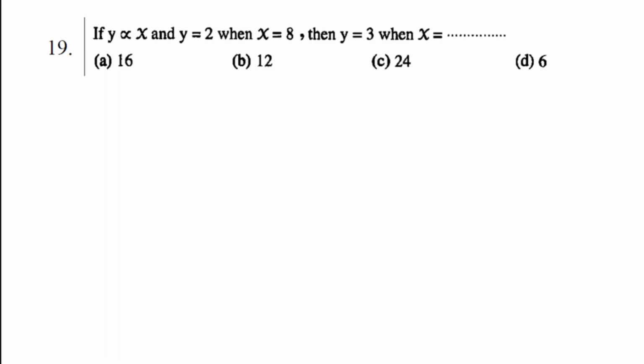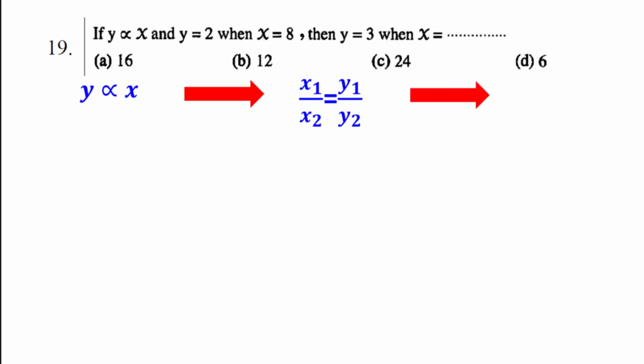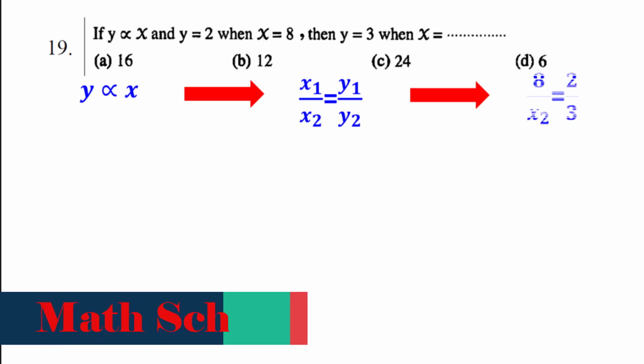Number 19, if y varies as x and y equals 2 when x equals 8, then y equals 3 when x equals what? We have y varies as x. We can deduce that y sub 1 over y sub 2 equals x sub 1 over x sub 2. Now plug in the numbers. x sub 1 equals 8 over x sub 2, the missing number, equals y sub 1, which is 2, over y sub 2, which is 3.